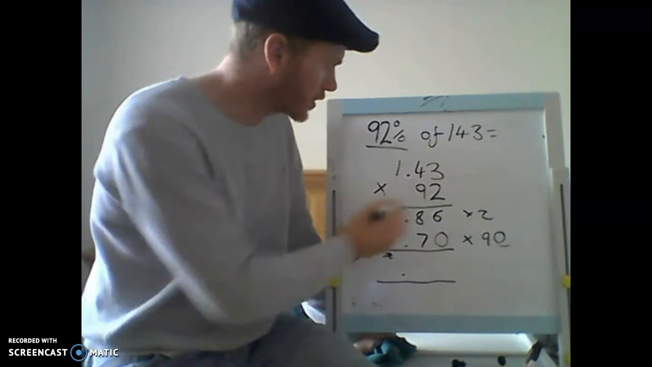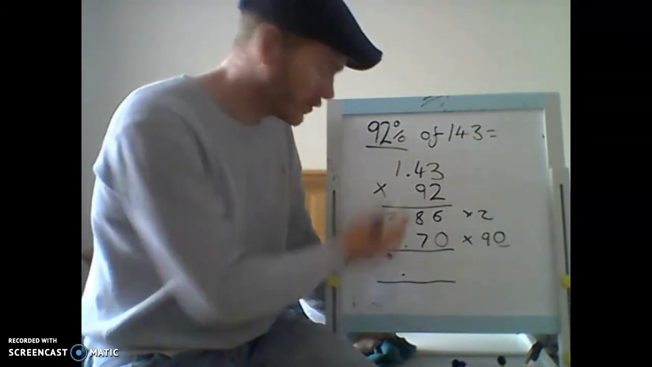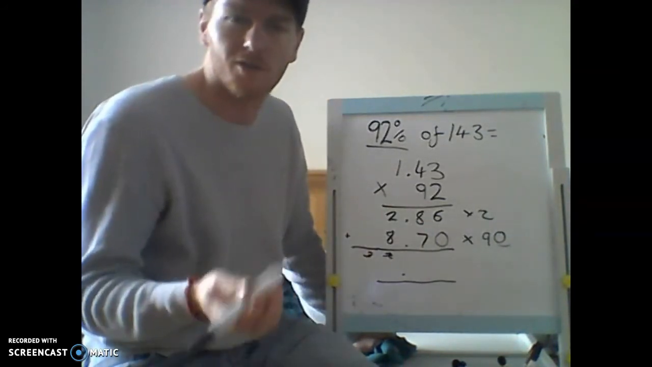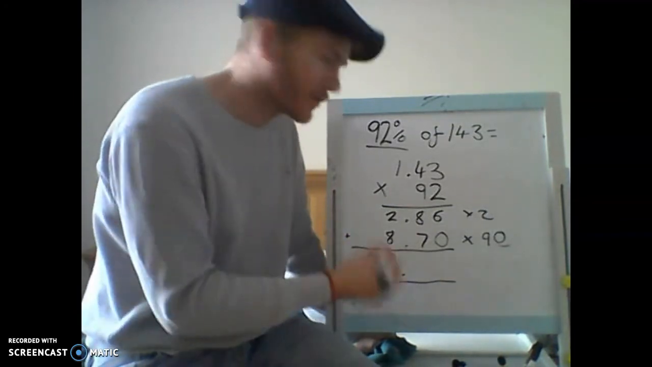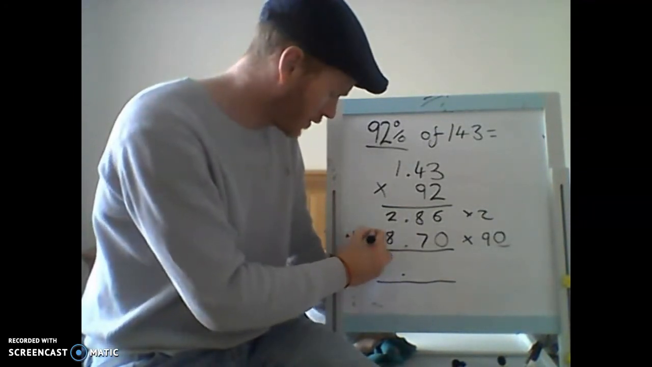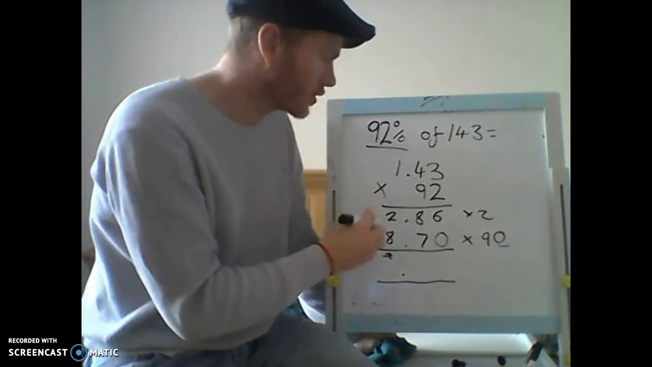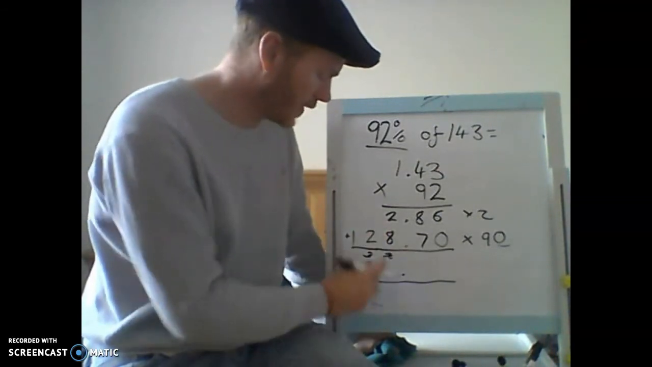Elongate that one. 9 times 1 is, sorry, it's not 1, it's 9. 9 times 1 is 9. Add the 3 is 12. So my answer becomes 128.70. And then I have to add them up.